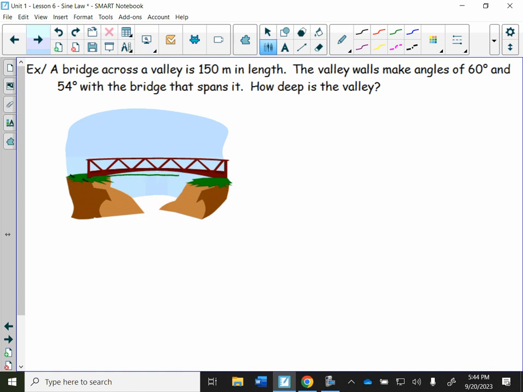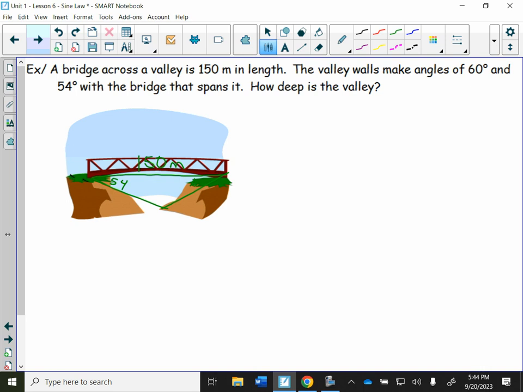So the bridge is 150. The valley walls make angles of 60 and 54 with the bridge that spans it. So there's a wall on this side, there's a wall on this side, we got a 54 on one, we got a 60 on the other. Doesn't matter which one's which, your choice. And we want to know how deep the valley is.